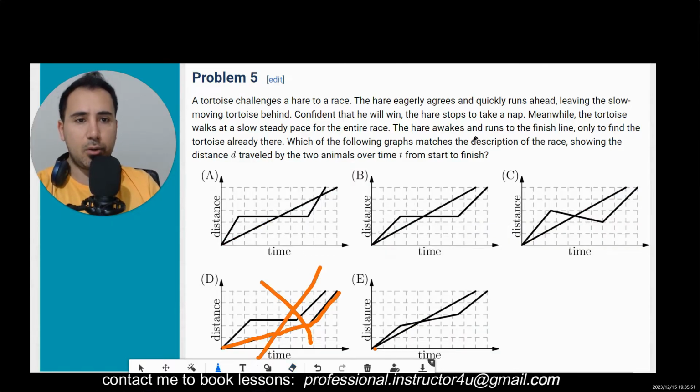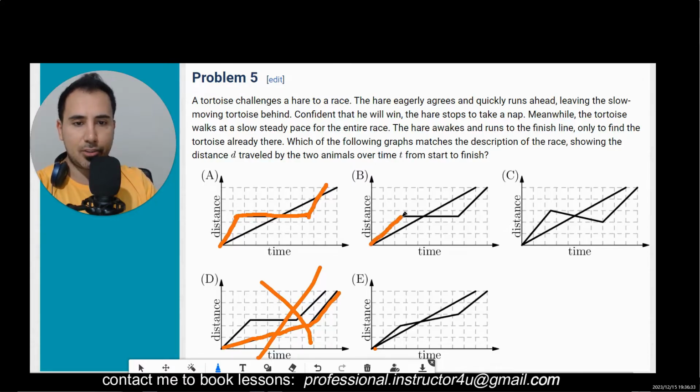The hare awakes and runs to the finish line, only to find the tortoise already there. Which of the following graphs matches the description of the race, showing distance D traveled by the two animals over time? Okay, let's see now. Here, the hare went quickly. That's exactly what I meant. When the hare starts to sleep, it's not moving, and then it gets fast again, right? So this one could be right.